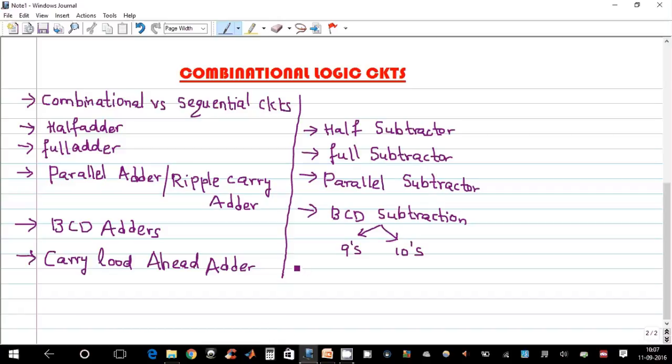And in addition to this, there are very important combinational logic circuits. Those are encoders and their complements, decoders. And similarly we have multiplexers. In short, they are referred to as muxes. And similarly we have demultiplexers. And one more important topic called code converters.